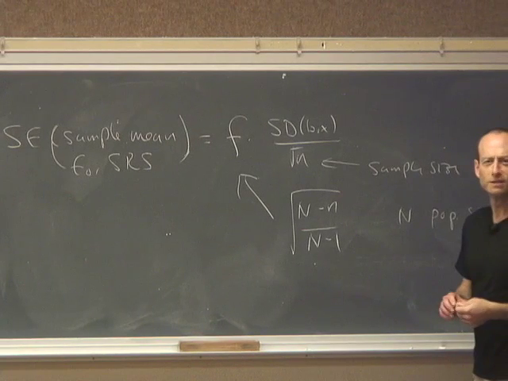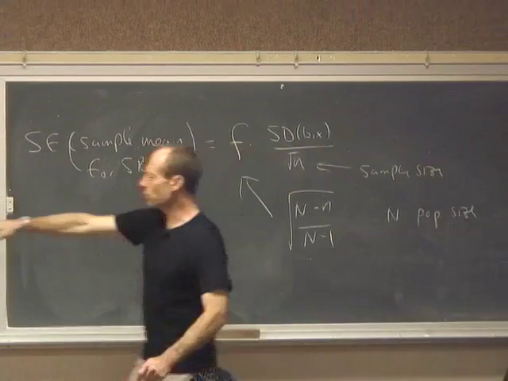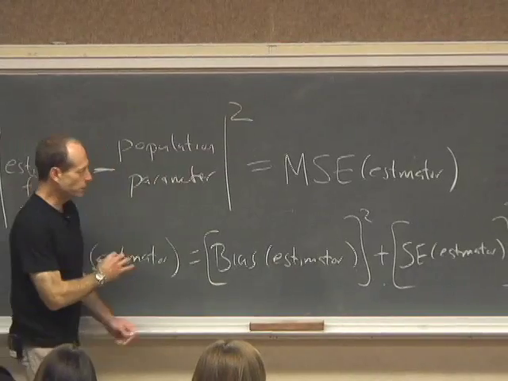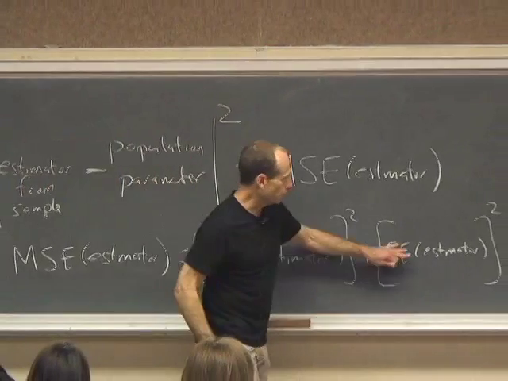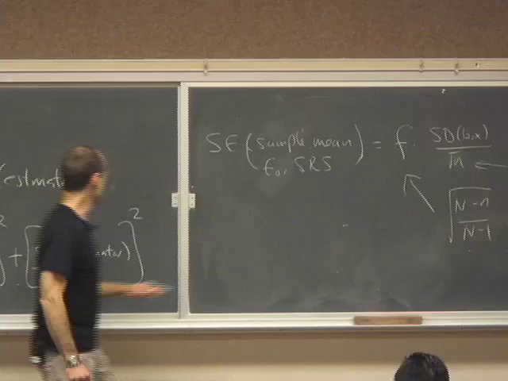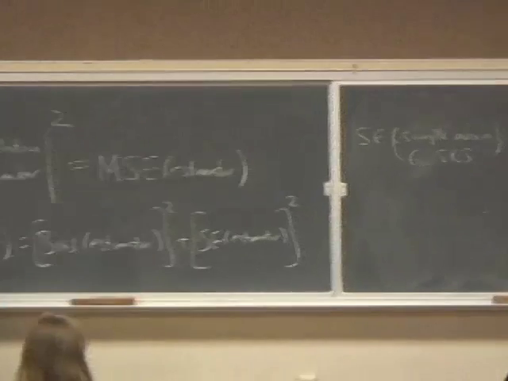Ring a bell? Okay. All right, so the mean squared error of the sample mean as an estimate of the population mean is just the square of its standard error, which is just this thing squared. Because the bias, it's an unbiased estimator. If the bias is 0, it's said to be unbiased. This is an unbiased estimator.